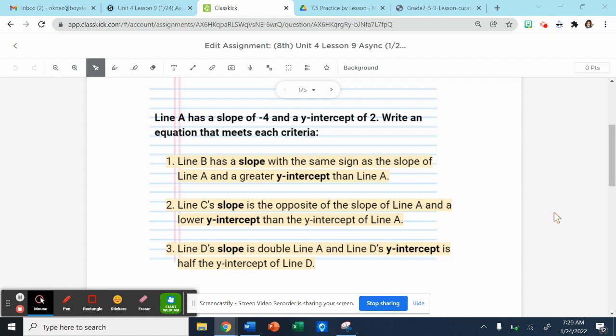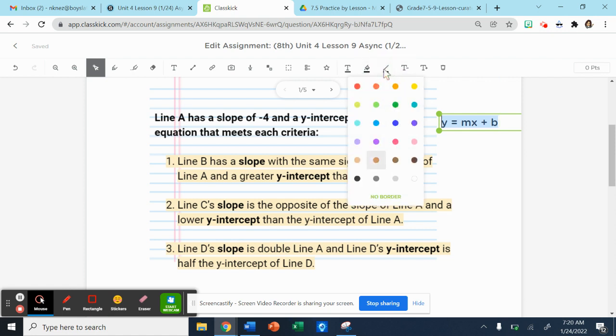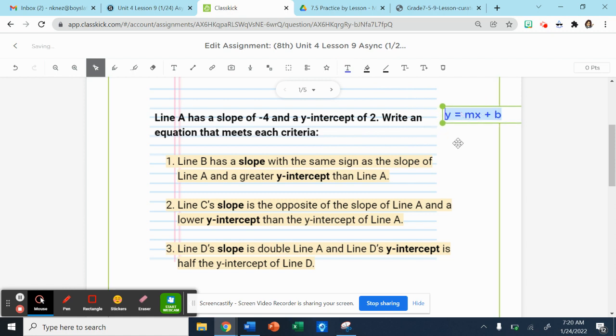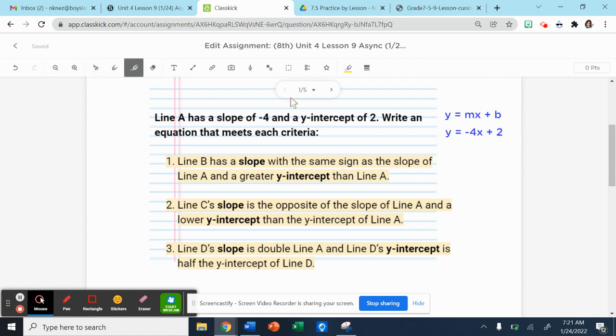All right, so you should have given slide 1 of ClassKick a try. Let's talk about it. We know that line A has a slope of -4 and a y-intercept of 2. We can imagine our equation in the form y equals mx plus b. Remember that m in an equation always represents the slope, and b always represents the y-intercept. So for the equation y equals mx plus b, we know that our equation looks like y equals -4x plus b. And again, we know this because line A has a slope of -4 and a y-intercept of 2.